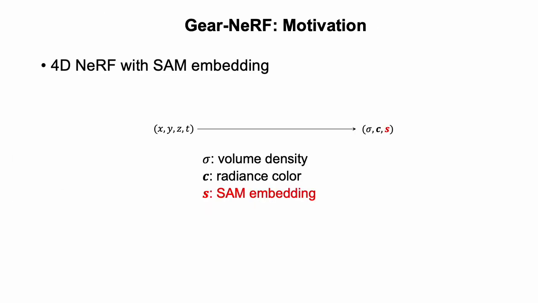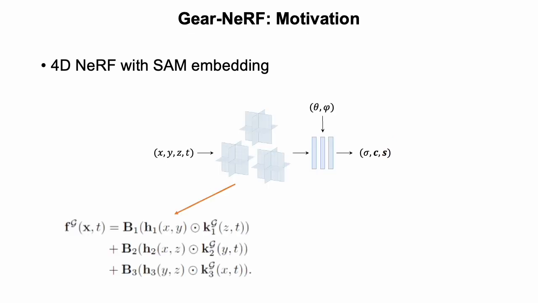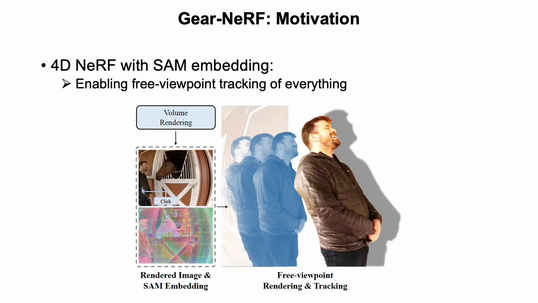Similar to 3D embedding approaches, our method learns a 4D spatio-temporal embedding that maps a 4D coordinate into density, color, and SAM embedding. To save time and memory overhead, we use serialized 4D feature volumes to implement such a mapping. Our trained model can render SAM feature maps associated with RGB images from any viewing direction. Moreover, users can obtain object masks by simply clicking on a pixel on the object of interest from any given view.